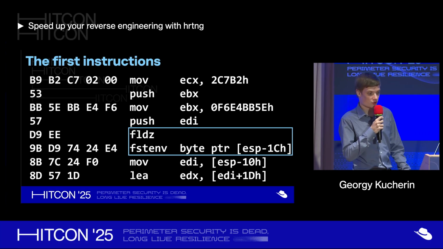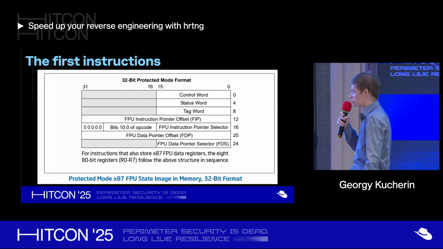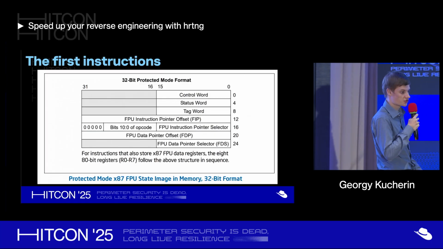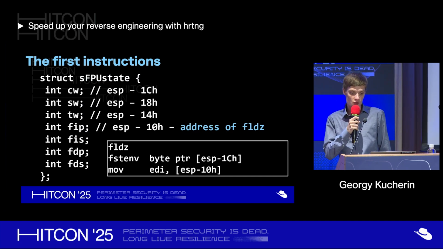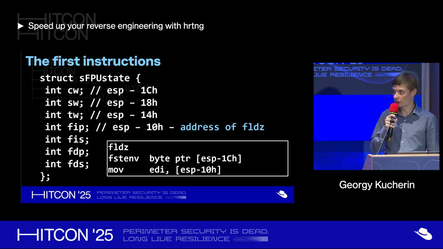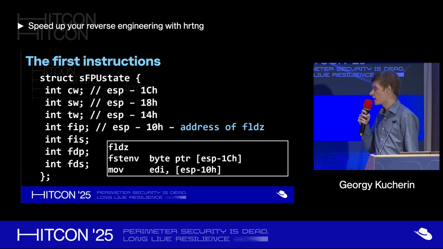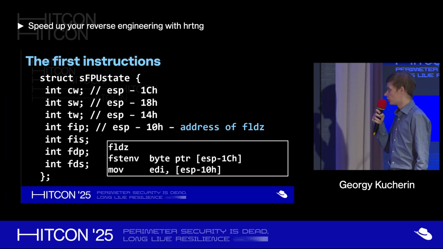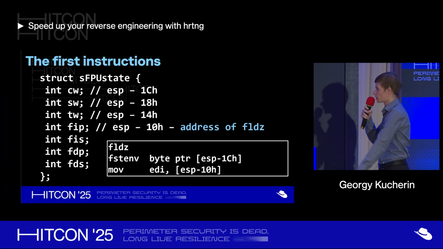So this internal state that I was talking about can be represented with the following picture. And if we convert this picture into a C-style structure, it will look like this. So we can see, by looking at the code below, that after the malware executes the FSTENV instruction, it moves a value to the EDI register from the ESP-10 address.